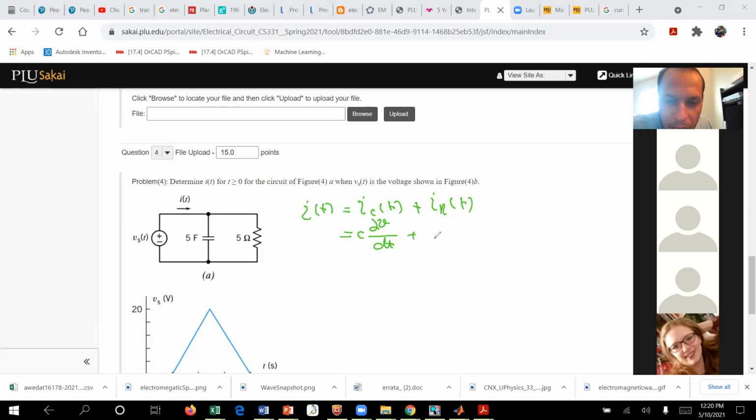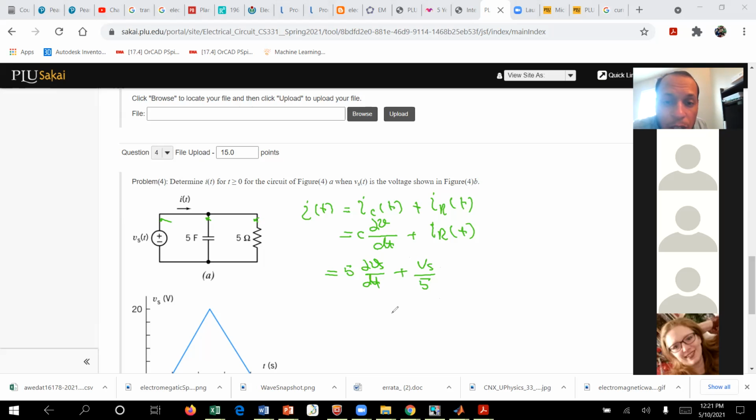Plus, here's the VR, so we know Ohm's law. We have resistors, I don't have the inductors. This is my IR of t, right? So now look here. I have the capacitor and the resistor in parallel, so it's the same voltage V across the capacitor and across the resistor. So basically, what we have here is 5 dVs divided by dt plus Vs divided by 5 ohms. Am I right? Yes, that's it.